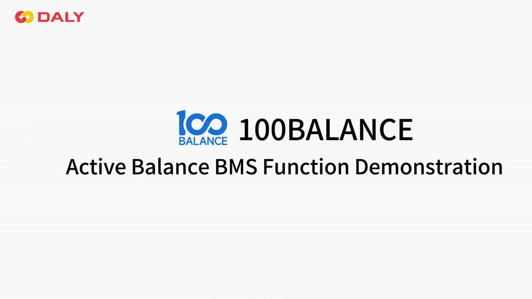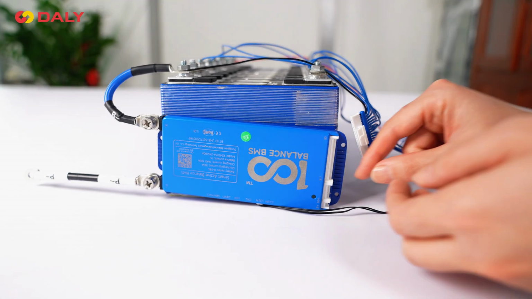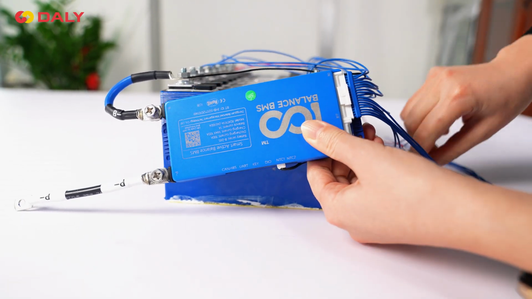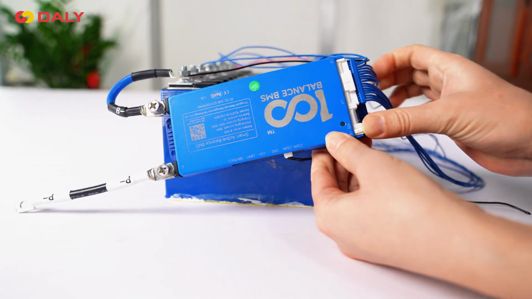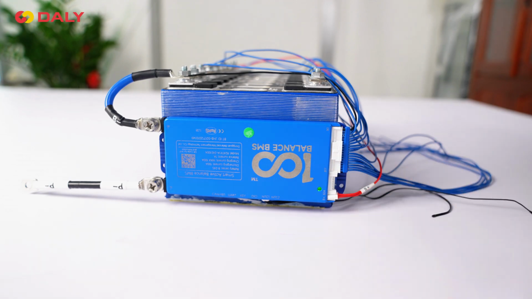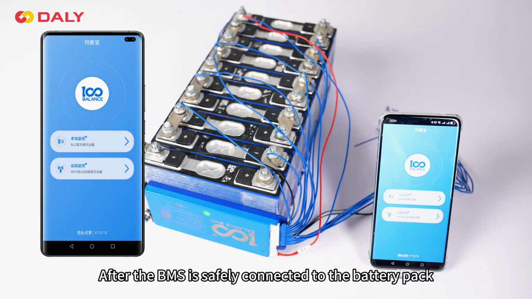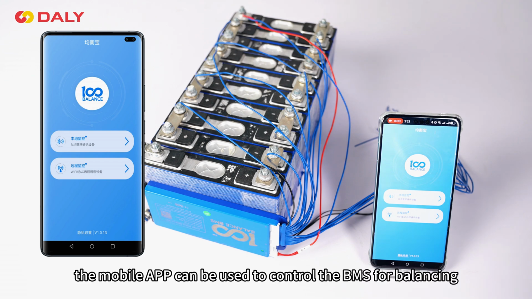100 balance, active balance BMS function demonstration. Active balance function demonstration. After the BMS is safely connected to the battery pack, the mobile app can be used to control the BMS for balancing.